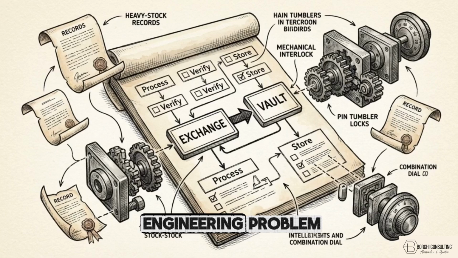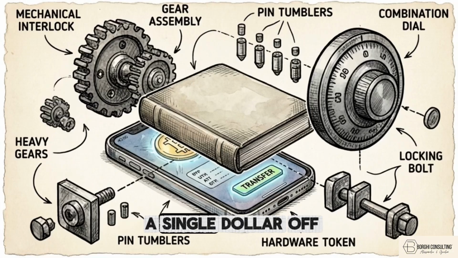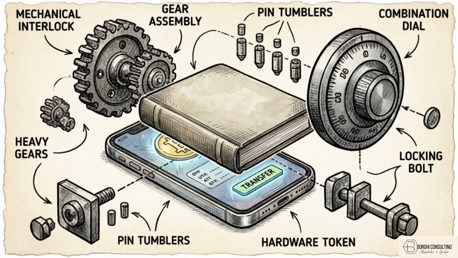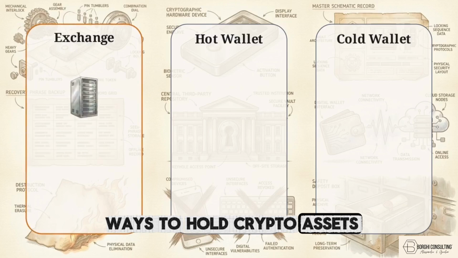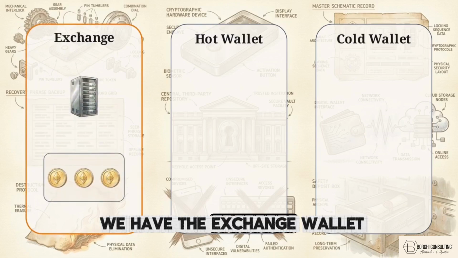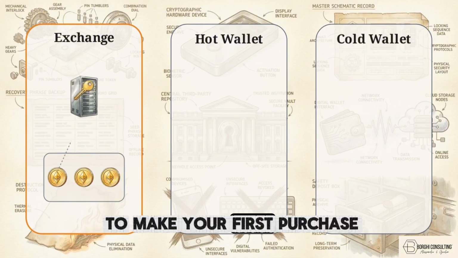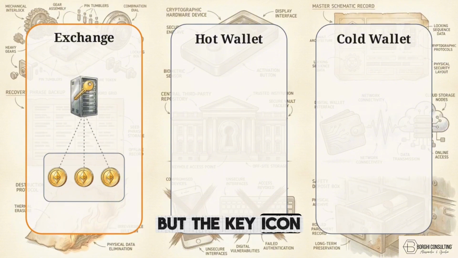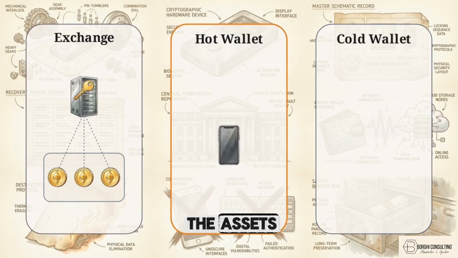Self-custody is an engineering problem. You are designing a personal protocol for handling backups and storage before moving a single dollar off the exchange. This comparative chart outlines the 3 primary ways to hold crypto assets. In the first column, we have the exchange wallet. Platforms like CoinSpot offer a simple way to make your first purchase, but the key icon stays with the platform. They hold the private keys and ultimately control the assets.